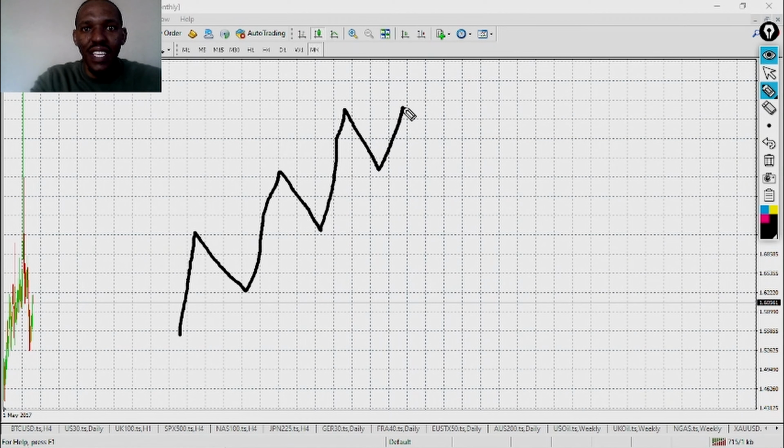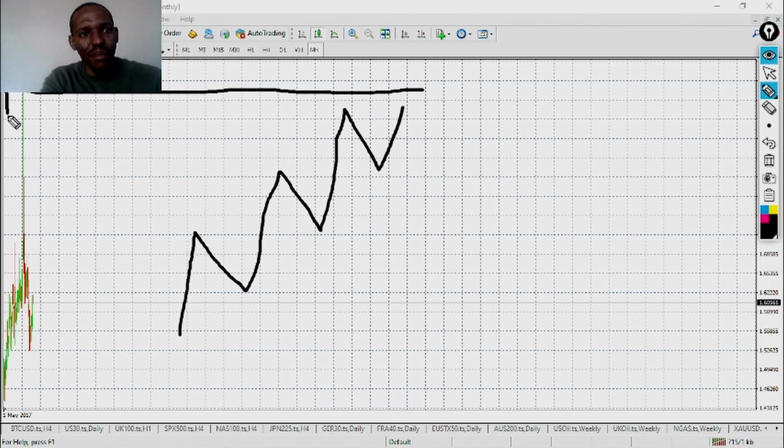And then there's your double bottom right there. Double top, sorry, there's your double top right there. And then when it gets to that area, you look for your supply and demand. Your supply and demand, usually, guys, you'll find it in the higher time frames.